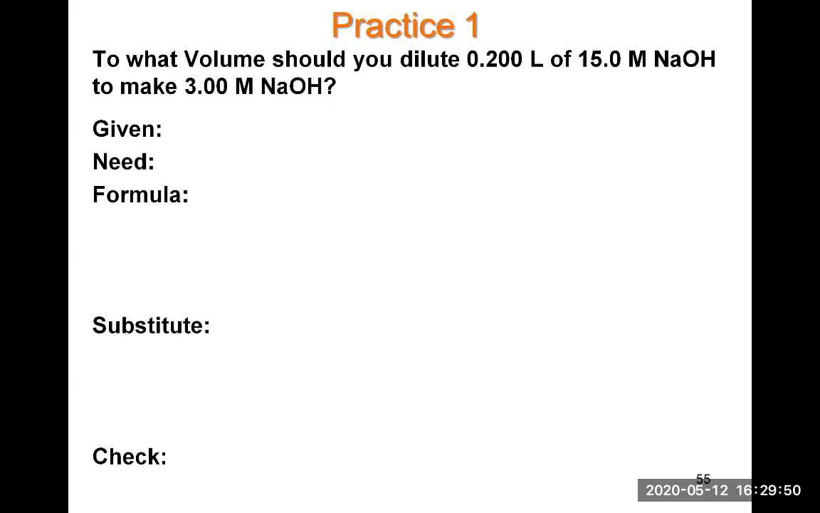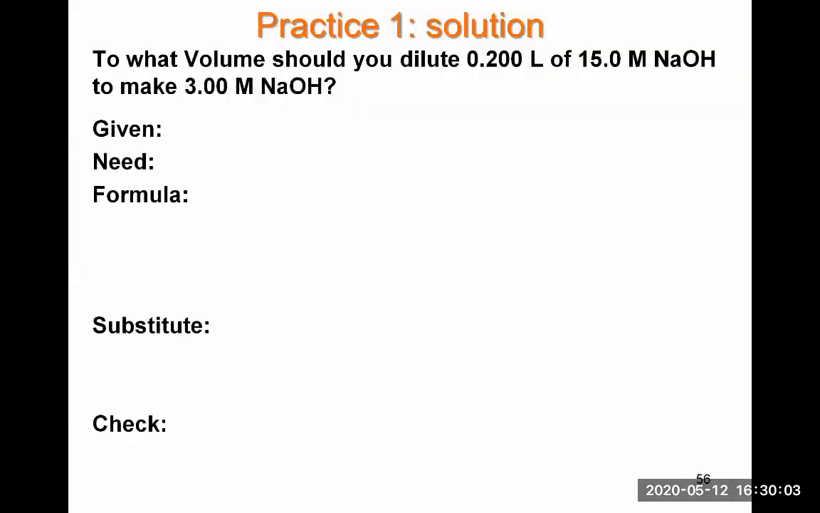And so here, if you read this again, to what volume should you dilute 0.200 liters of 15 molar NaOH? So you want to dilute that 0.200 liters of 15 molar NaOH. That's going to be your initial solution here. So that means C1, the concentration of the initial solution, is 15.0 molar, and V1, the volume of the initial solution, is 0.200 liters.